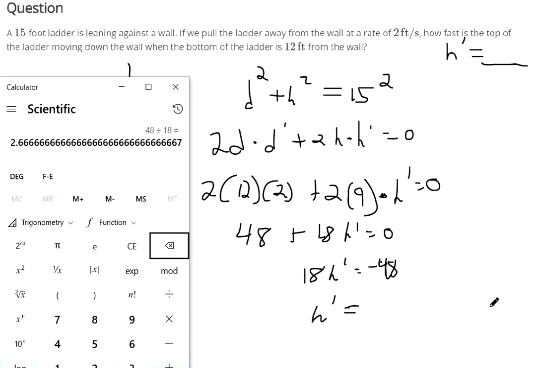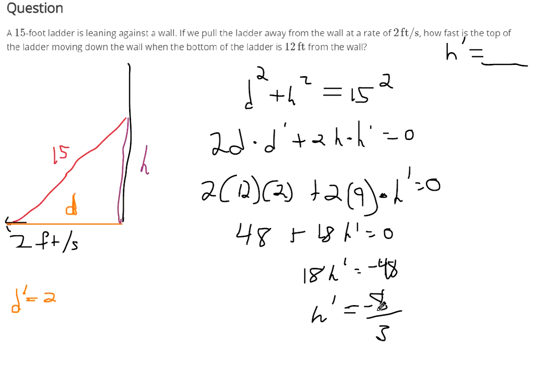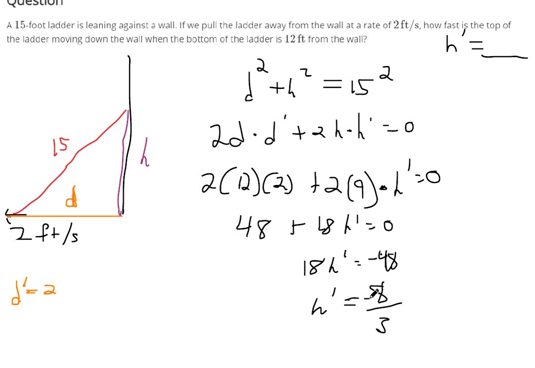2 2/3, so that's 8/3, negative 8/3. They want positive 8/3 for an answer. How fast is the top of the ladder moving down the wall? I guess if they're saying moving down, it's moving down 8/3 units per second.